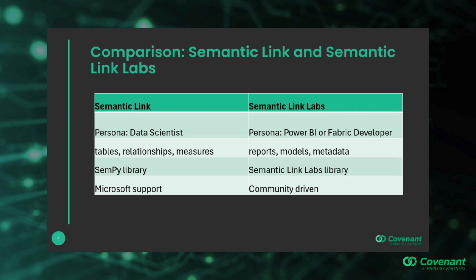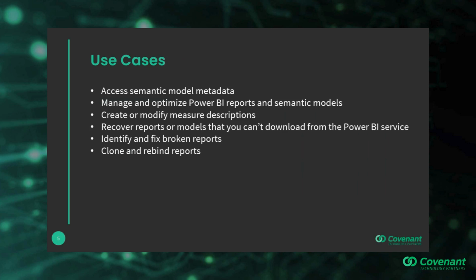There are over 300 functions in Semantic Link Labs, and they're organized around specific areas. We're going to be focusing on the report library, which provides functions for these Power BI reports and semantic models. So let's take a look at a few use cases.